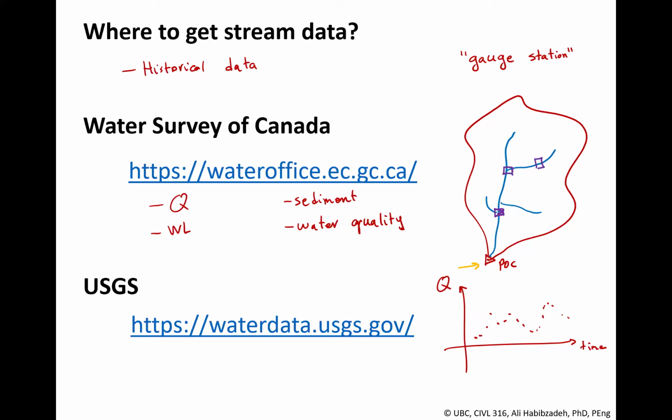So if you're in Canada, WSC is the source. I have the link here. Hopefully the link still works, but if it doesn't, just search for WSC and you should be able to find it. If you're doing work in the US, again, there are a couple of sources, but USGS is a good one. Very similar. They have gauge information, and you can pick what you want and typically download it as a text file or something, and then do the analysis you want.